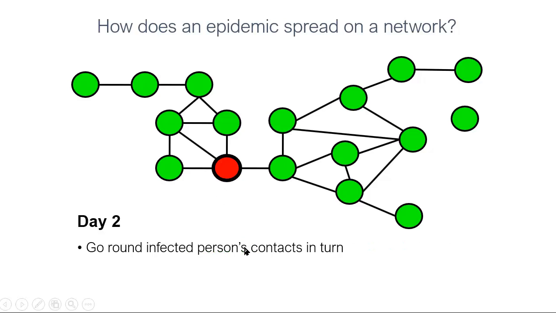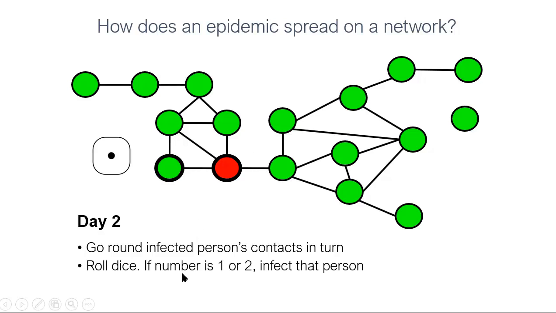Here it says go around the infected person's contacts in turn, which would be 1, 2, 3, and 4. And here they say roll the dice, and if the number is 1 or 2, infect that person. So in this case, they're assuming there's a probability of 1/3 of infectious contact. That's a very simple assumption. You could have different probabilities for different individuals. And you could also have these connections possibly depend on the day. But the easiest way to model that is simply to have different probabilities for different connections. All right? So it turns out this person rolled a 2, so this person became infected.